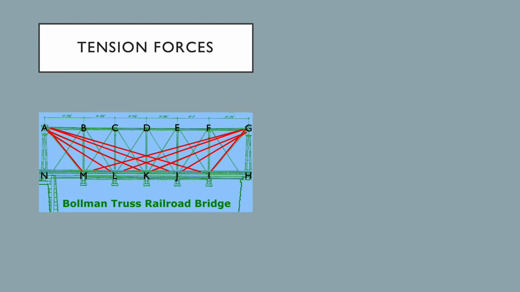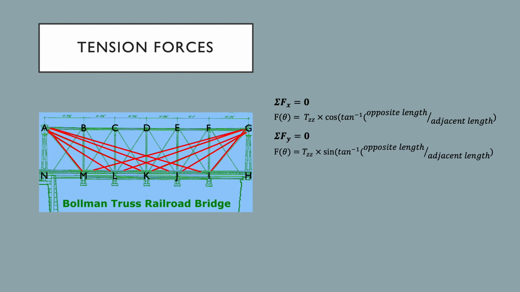In using the summation of forces in the x direction, we need to make sure that each force is measured relative to the x-axis. So we can say that the force in the x direction is equal to the tension of said cable times cosine of inverse tan of the opposite length over adjacent length. The same can be done for the y forces, but with sine. Our findings produce the following.